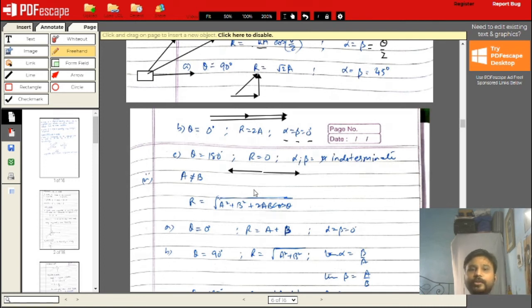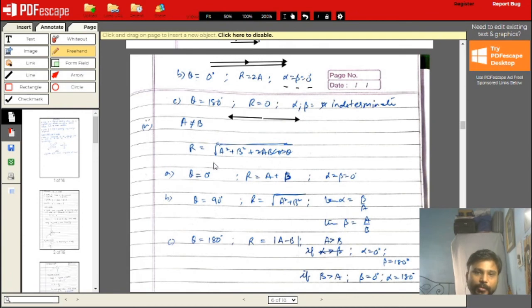What if the two vectors are not equal to each other? A is not equal to B. So that this formula would be valid. Let's see how we apply it. If theta is 0 degree, that is, the angle between the two vectors is 0, they would simply add up and the resultant would make 0 degree with them.